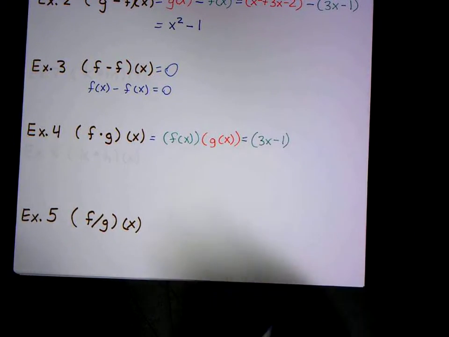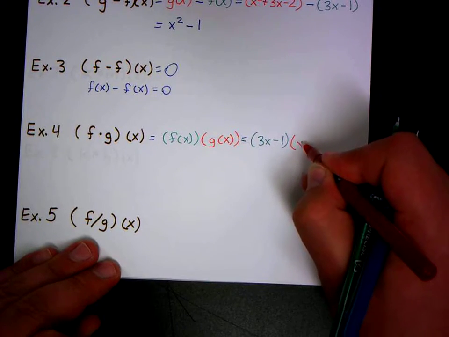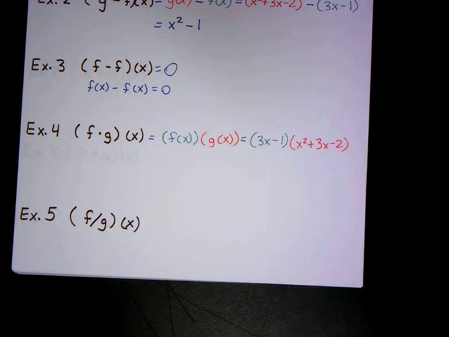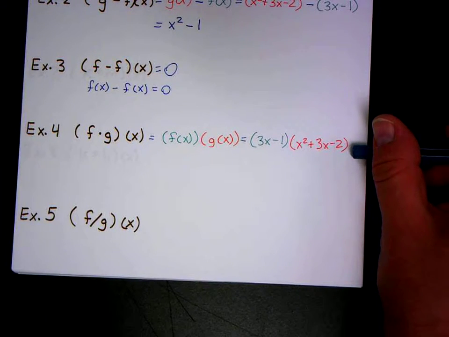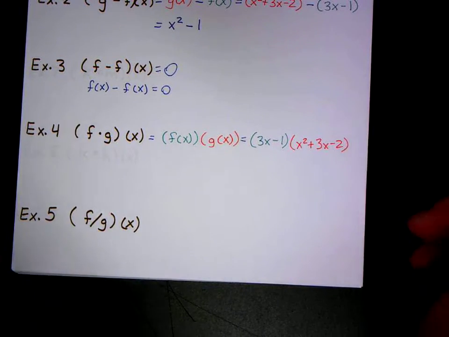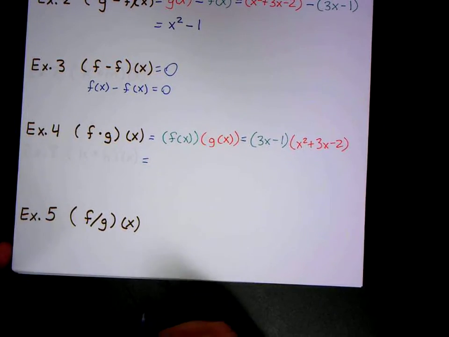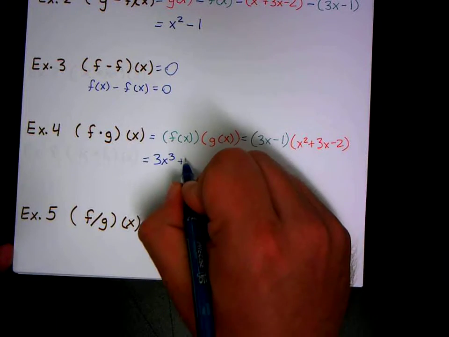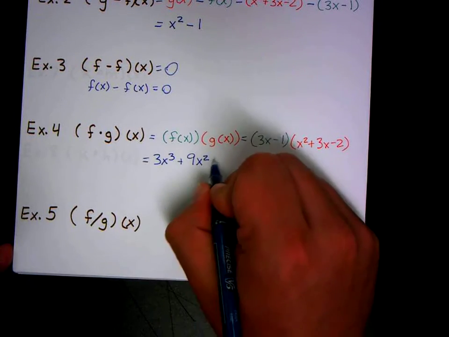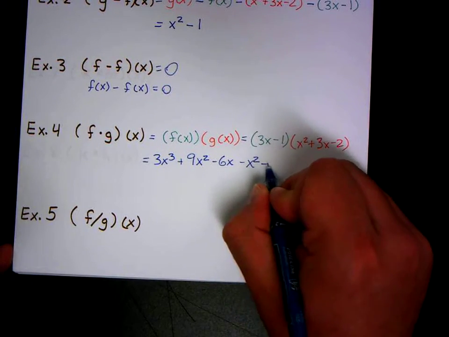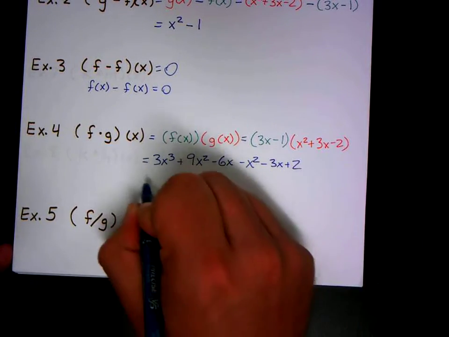So you have to do that. Make sure you write out your work, because what I would do on a problem like this is I give you partial credit for writing that out and then full credit for having it simplified correctly. So let's see, that would be 3x cubed plus 9x squared minus 6x minus x squared minus 3x plus 2.